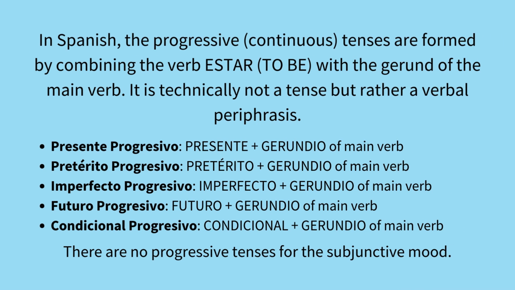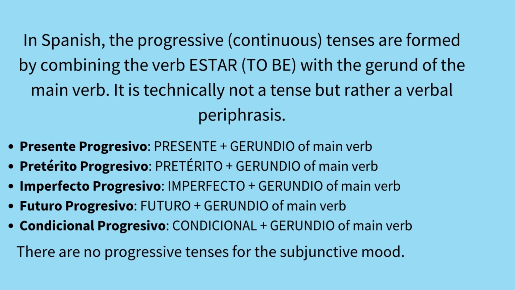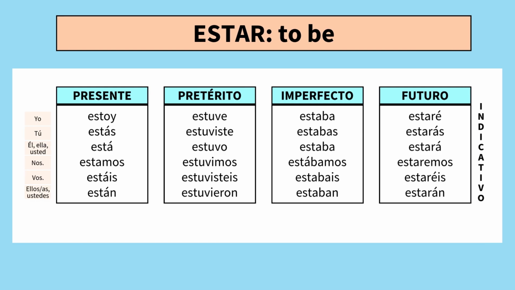So what happens to the progressive or the continuous tenses in Spanish? They're actually not considered a tense at all, but we still use them just like we do in English. In Spanish, the progressive tenses are formed by combining the verb estar, which is one of the meanings of to be, with the gerund of the main verb. It is technically not a tense, but rather a verbal periphrasis. So for the progressive tenses, you're going to need to know how to conjugate the verb estar. And here's a chart on how to build these sentences, as well as the conjugation tables for estar.